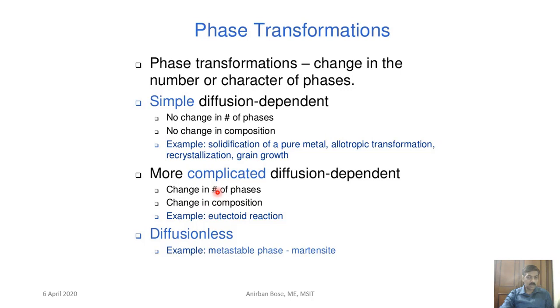So these are a bit complicated diffusion dependent, and some of the phase transformations are also possible which are diffusionless. That means probably the transformation is taking place so fast that the diffusion process is actually not initiated. Okay, so it's diffusionless, and this kind of metastable phase transformation occurs because of that, and martensite is such a product. Where you have seen just in the last slide that martensite is a diffusionless phase that we can get if we cool maybe austenite very fast.